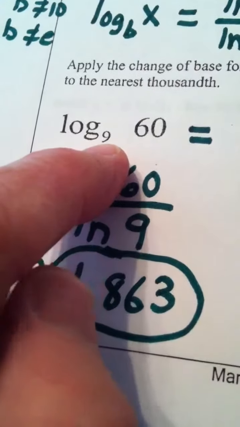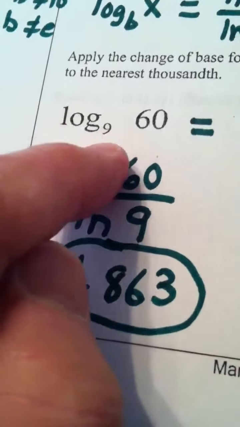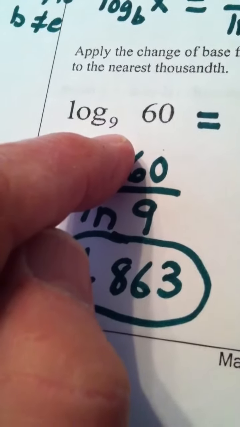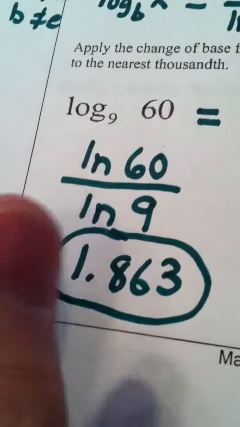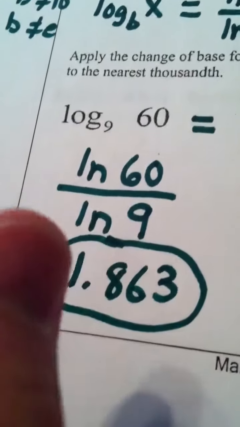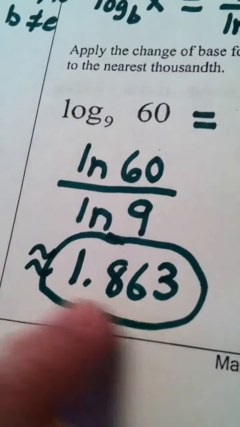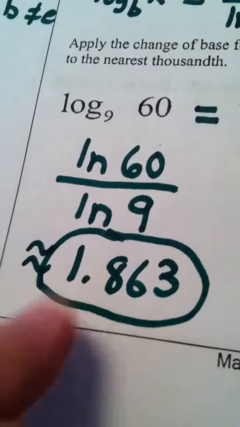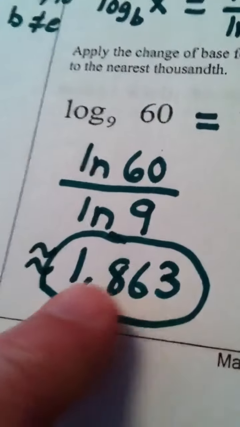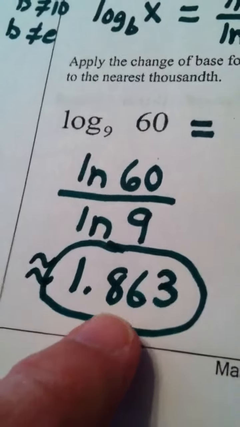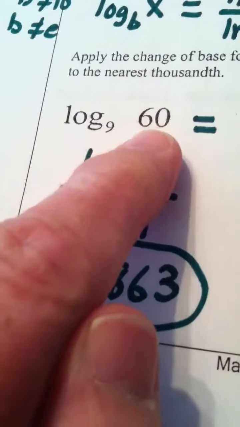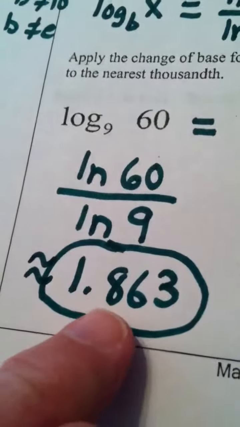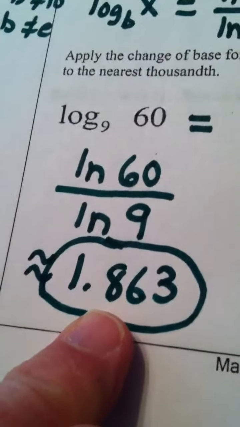9 squared would be 81. 9 to the first power would be 9. Well, 60 is definitely in between 9 and 81. So we knew the power had to be somewhere in between 1 and 2 and closer to 2. So it makes sense. This answer should make sense to you. 9 squared is 81. That's too big. So a little less than 2 was the correct answer.